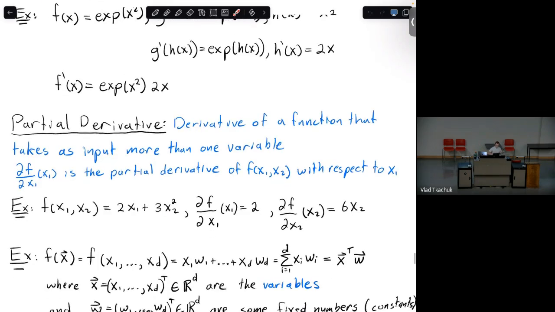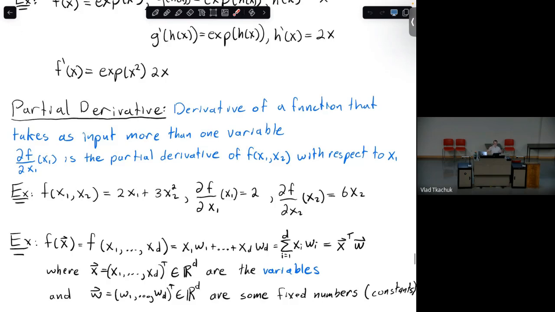Some simple examples, which will be enough for your understanding: you can imagine you have a function that takes in two inputs, x1 and x2. Now you have to take the derivative with respect to each variable independently. The way this works is you think of the variable you want to take the derivative with respect to, and you write it like this: the derivative of your function with respect to the variable x1. And then you hold everything else constant.